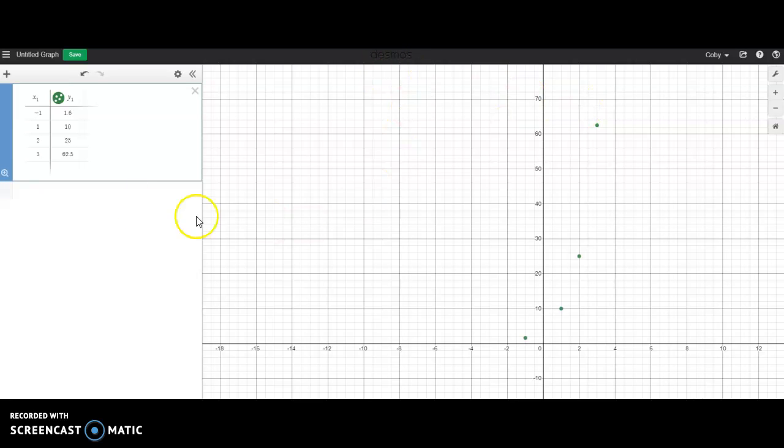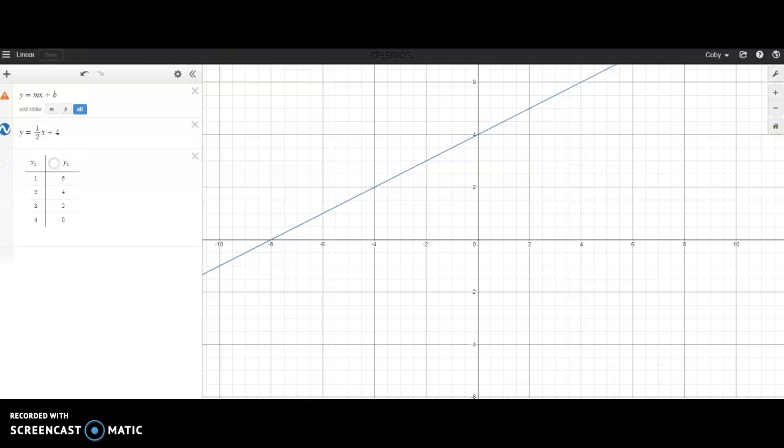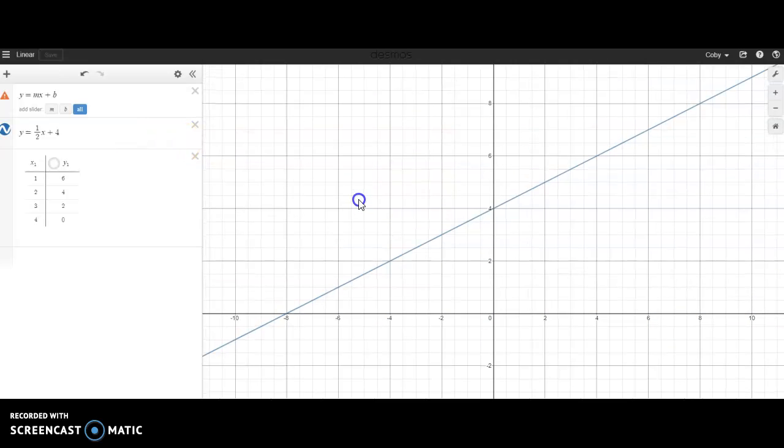Before we answer this question here, I want to go back and look at all three types of equations we have learned this year in Algebra 1, starting with linear. We started the year off with linear equations that are in the form of y equals mx plus b. An example of a linear equation would be this blue line here, which is y equals 1/2 x plus 4.